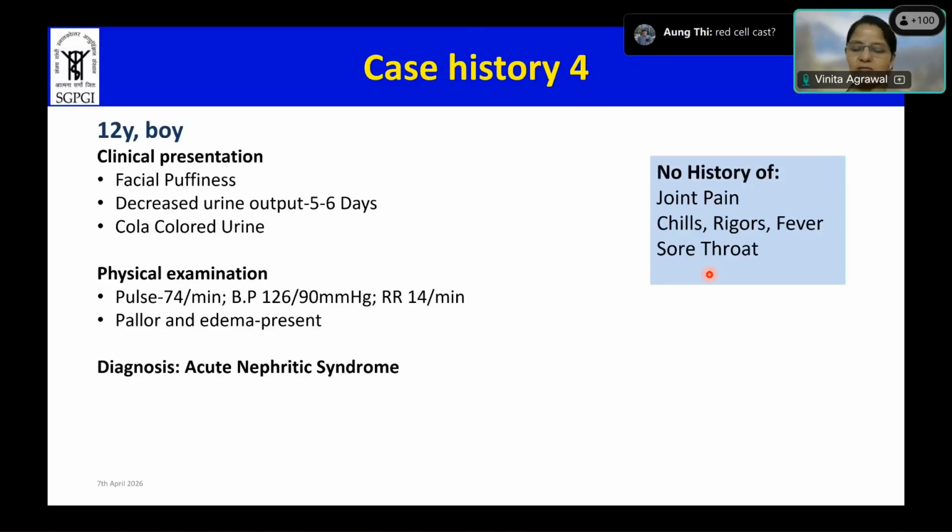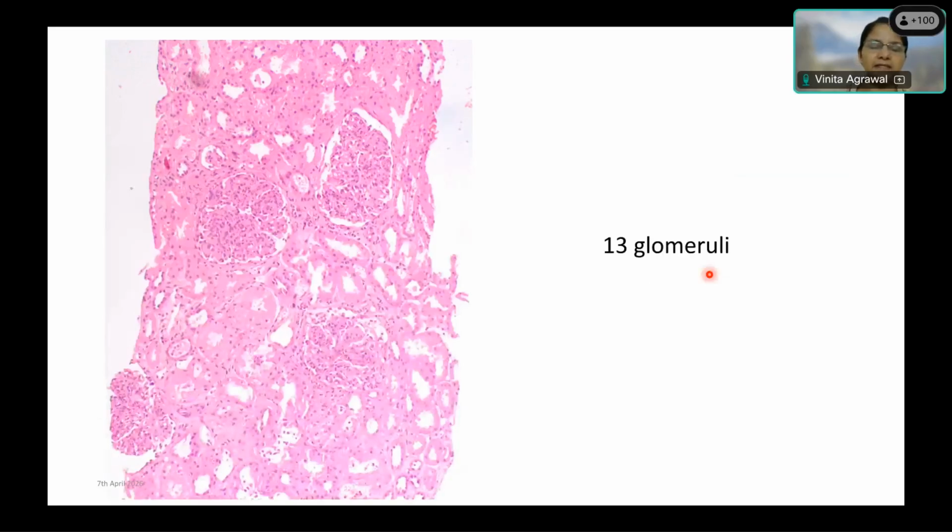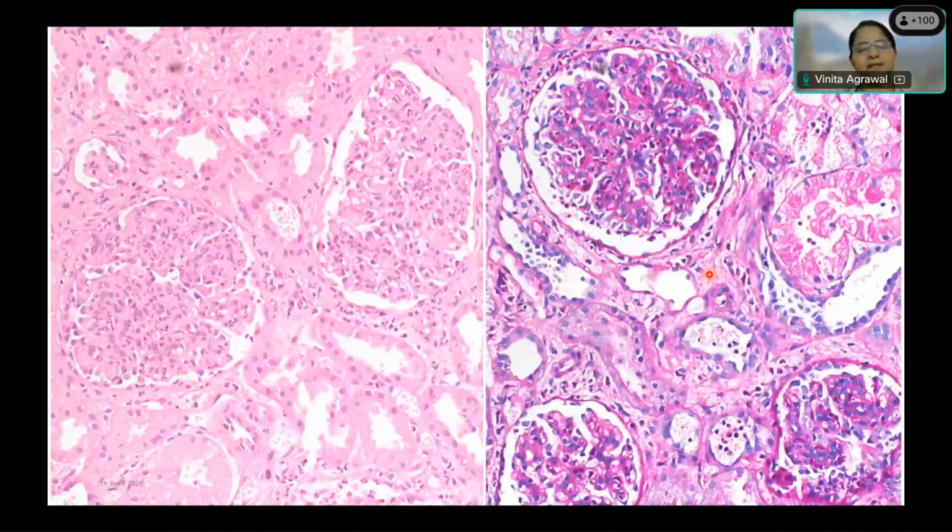Okay, so there was no history of joint pain, chills, rigor, fever, or sore throat. So renal biopsy was performed. What do you find in the renal biopsy? So the first thing that you look at in the renal biopsy, tell the number of glomeruli. So there were 13 glomeruli. Let me straight away take you to the high power. So what do you see? How do you describe the left side picture?